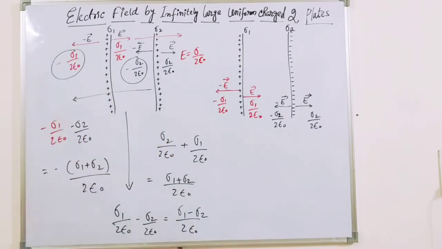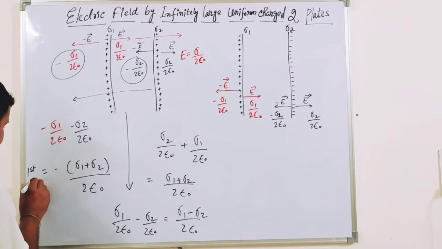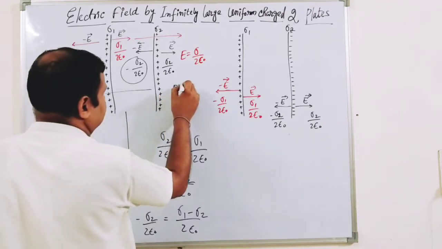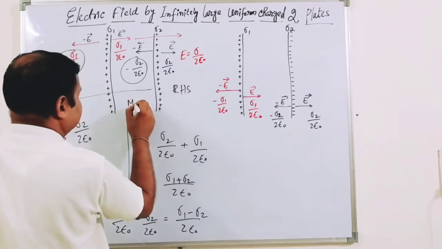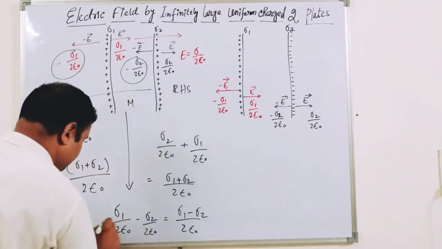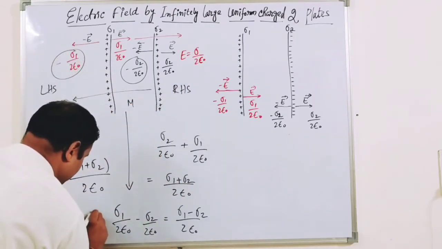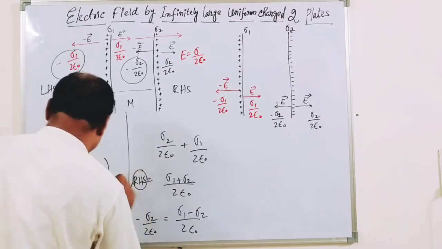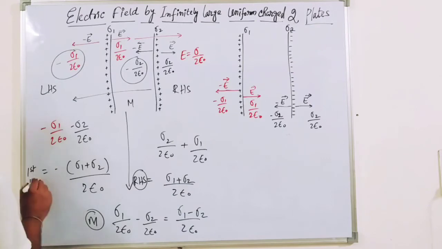See, these are the three conditions. First one is this one, outside, left hand side, LHS, left hand side of the plate. This is right side of the plate, and this is the middle of the plates. This is middle, this is right side, and this is left side of the plate, right?